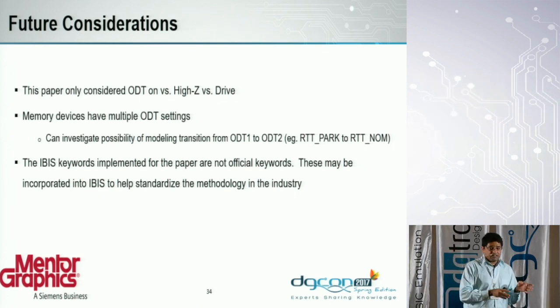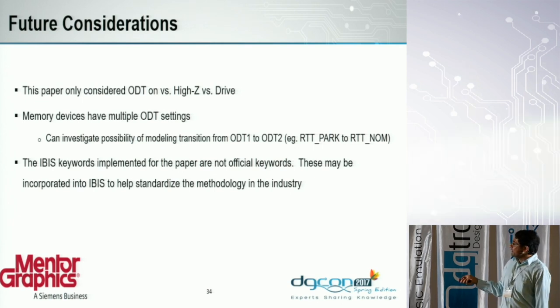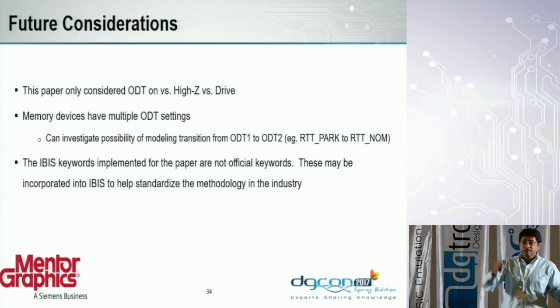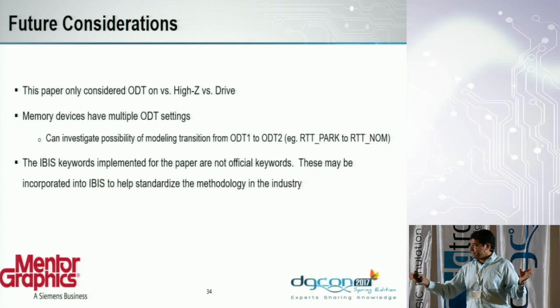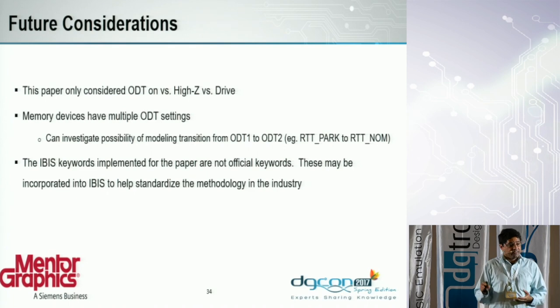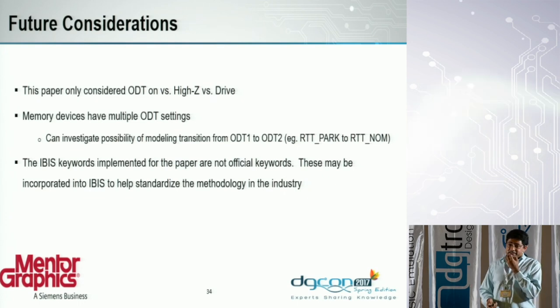So this is just the start, because there are so many things that we have not yet taken into consideration. We have not taken into consideration RTT park, RTT nom, all these different ODT values that could happen in a DRAM. We've taken into consideration high impedance, a given termination, and drive. What if it goes from ODT 40 to ODT 120? We don't have that data in here yet, one step at a time. Also, we have to remember, these are not official yet. This is something that we're pushing to make official, because we think it's going to be beneficial to customers, especially the customers who have already told us, why can't we do this already?